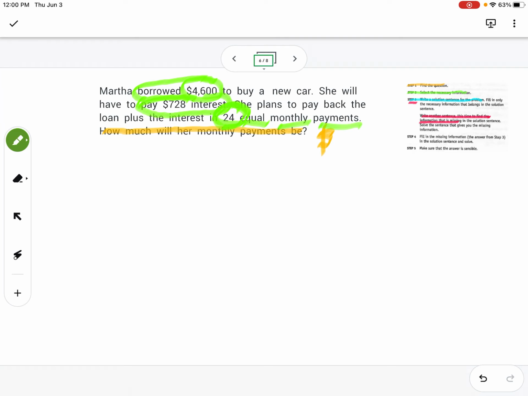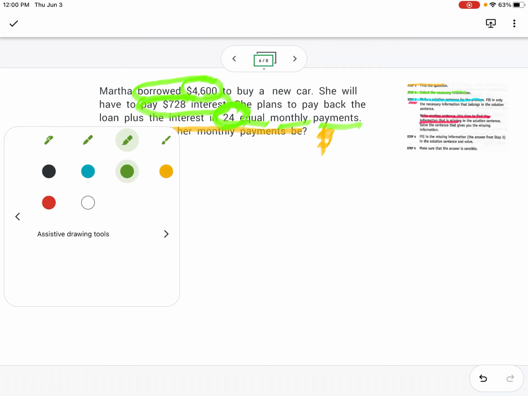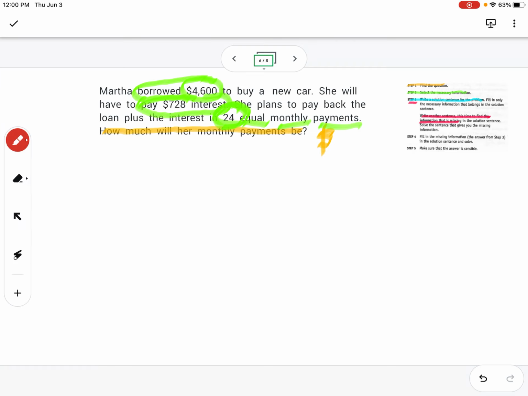We have just done step 2. We've looked at our necessary information. We're on to step 3. And step 3, in single-step problems, is where we decide, so what operation am I going to use?